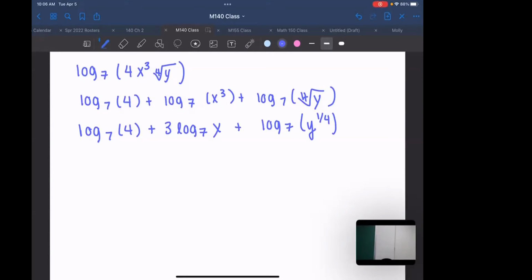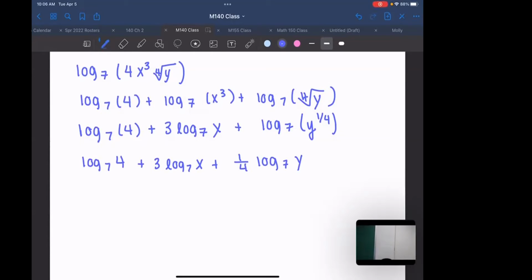Anything else we can do to simplify this even further? Any exponents going on? Yeah, you take the exponent and bring it up to the front. So this turns into log base 7 of 4 plus 3 log base 7 of x plus 1/4 log base 7 of y.